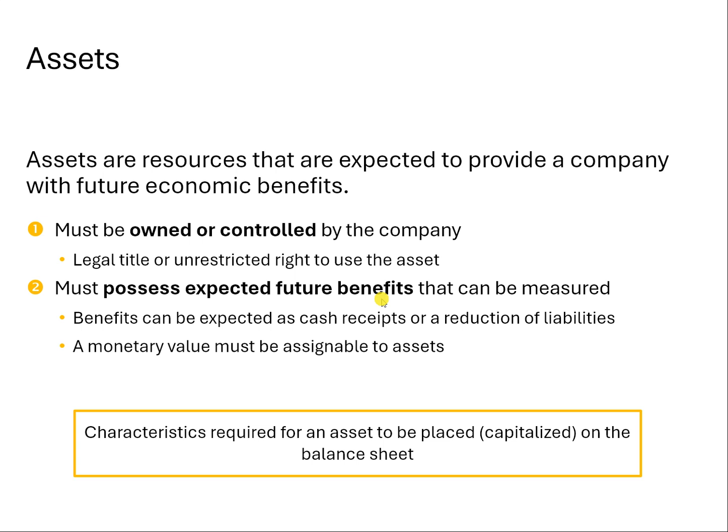Something that cannot give you future benefit cannot be reported as an asset. For example, you have a machine that you never used and will not use. You put it into the warehouse and never use it. So this machine will never give you any future benefit. You have two choices: you can either report it as inventory and sell it, or you fully write the value down. But you cannot report it as an asset on the balance sheet because it has no future benefit.